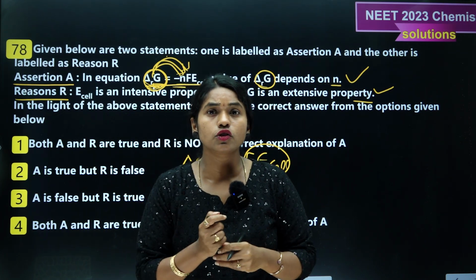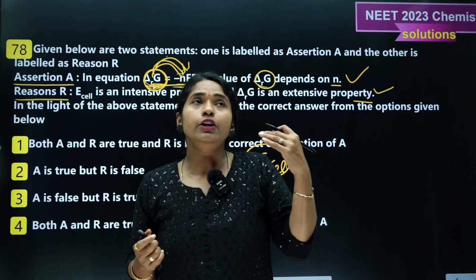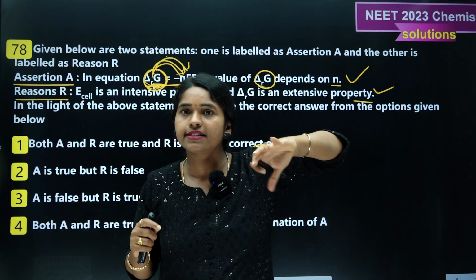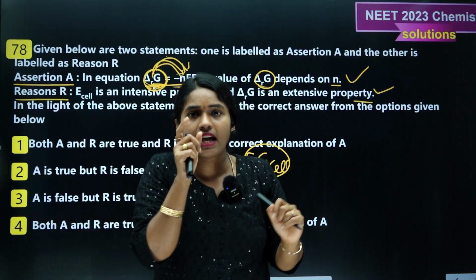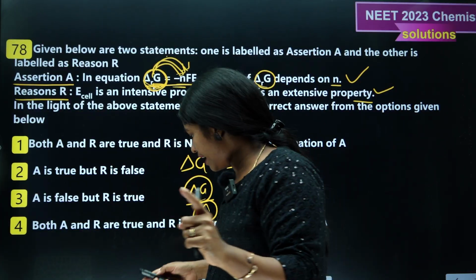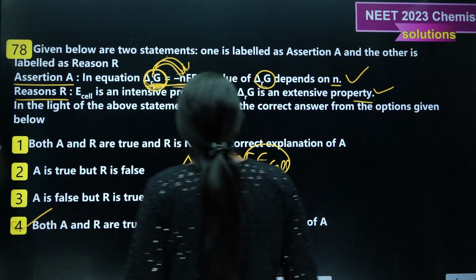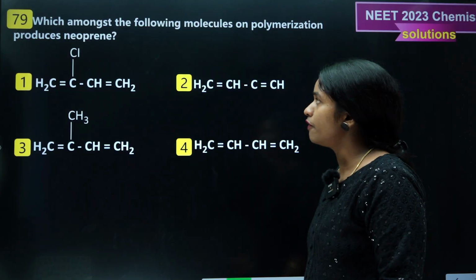Mostly there are chances of making mistakes in assertion reason type questions only. We can find whether the assertion and reason are correct or not. But whether it is a correct explanation or not, that time only we should be very careful. Is that clear, students? So here it is a correct explanation. Both A and R are true and R is the correct explanation of A.